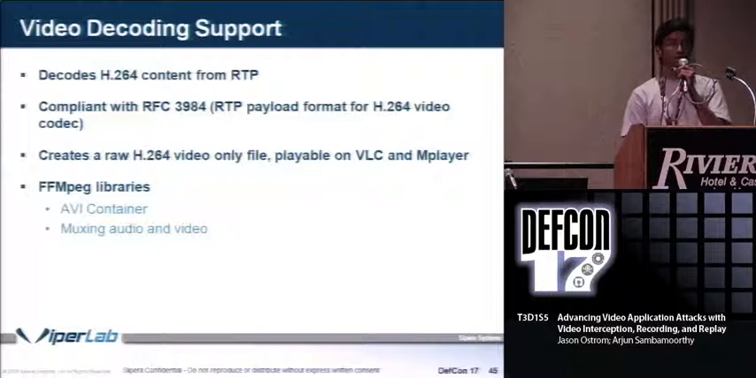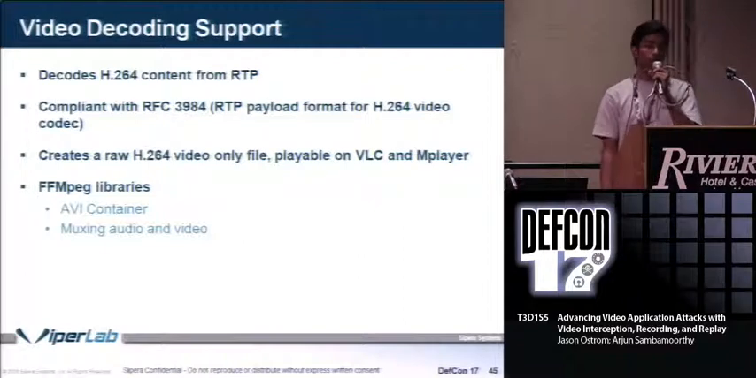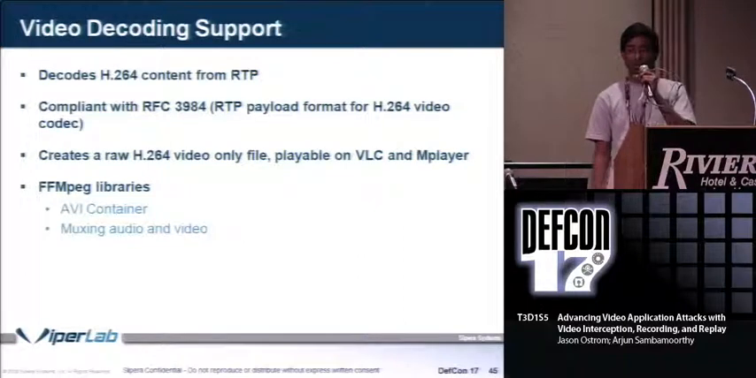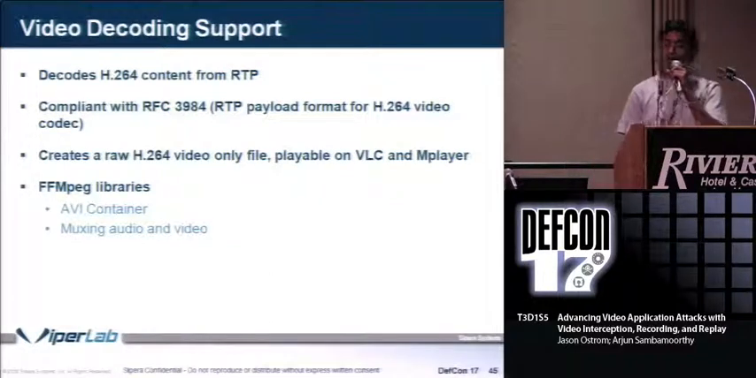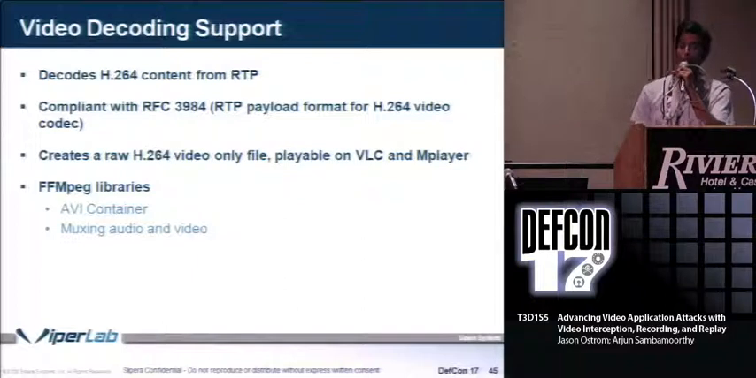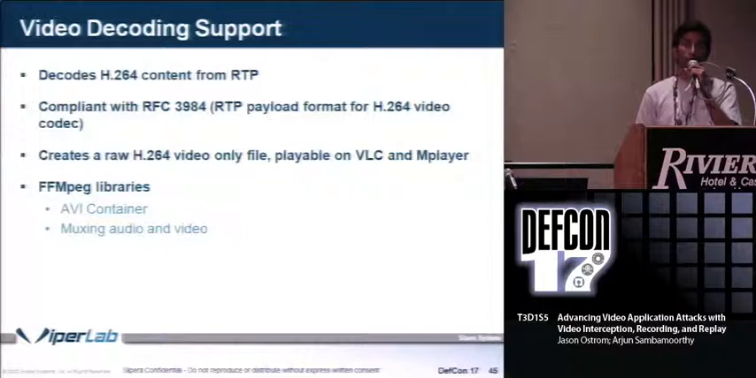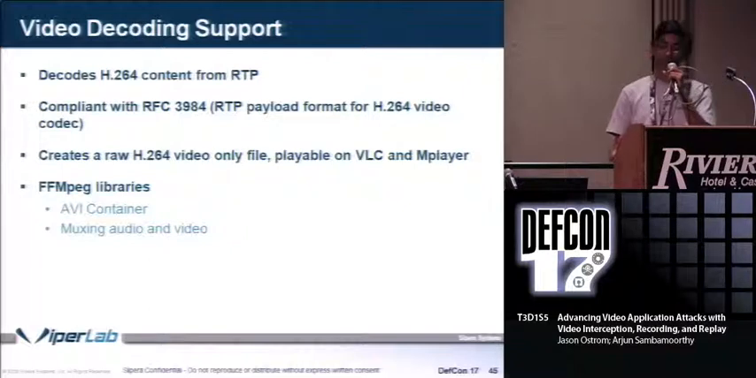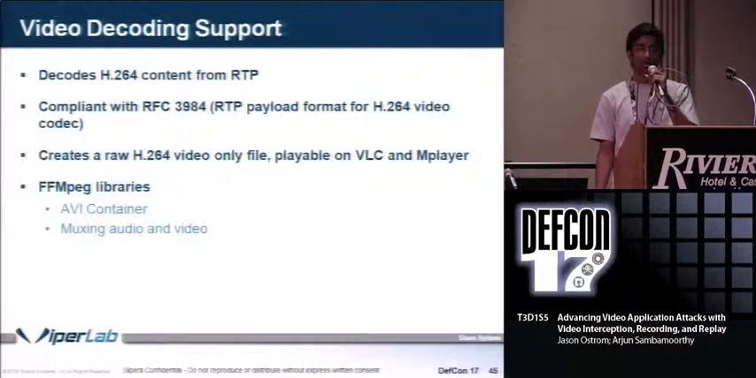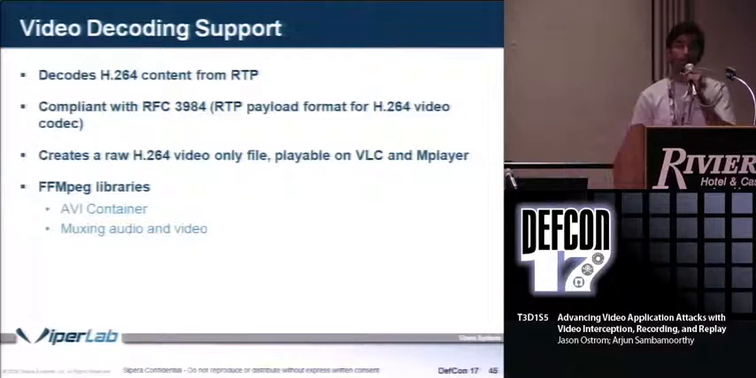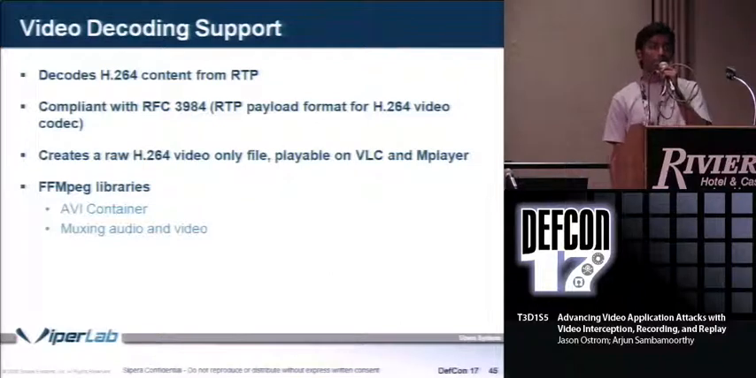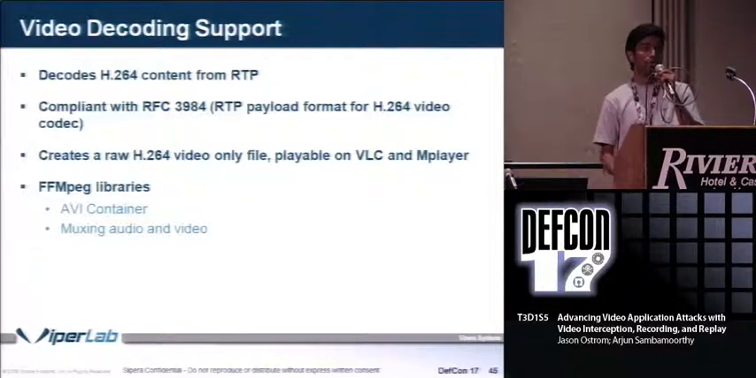Here's the interesting thing, decoding video support in UCSniff. UCSniff decodes the H.264 content from the RTP payload format. This decoder is compliant with RFC 3984, which is the specification for the RTP payload format for the H.264 video codec. Then UCSniff creates a raw H.264 file using the decoded H.264 contents. But this video file is only playable using VLC and MPlayer, and it does not have any audio. It's only a video-only file.